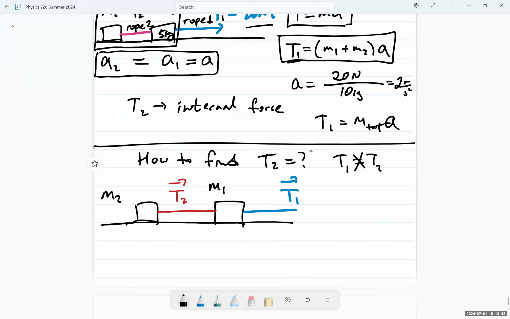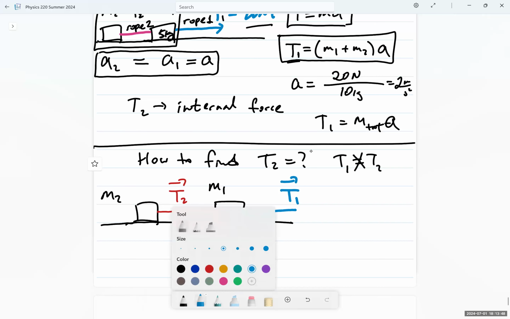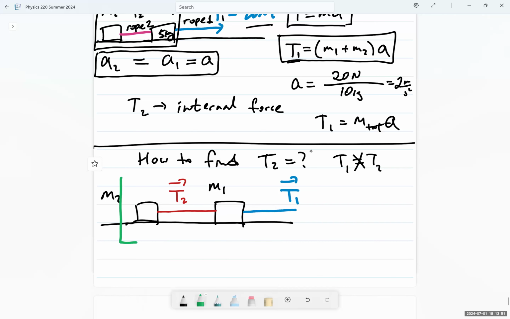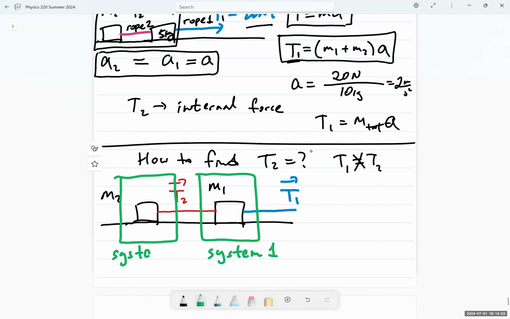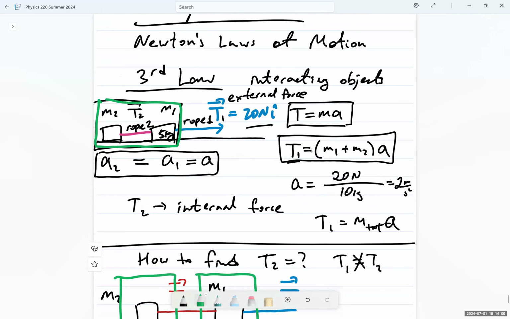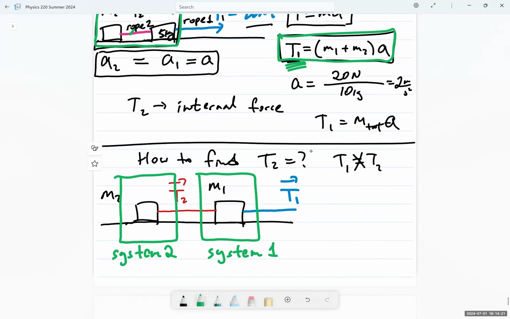If I want to find tension 2, I have to create a smaller system. That means breaking down my entire system into 2 smaller systems. So this will be system 1, and this will be system 2. Because if I look at the whole thing, this internal tension information kind of goes away. It's just an external force equals total mass times acceleration. But if I want to know the internal force, I have to break it down into 2 smaller systems.